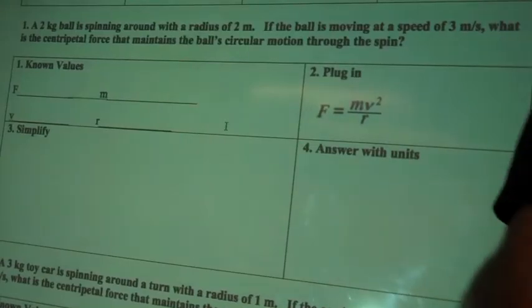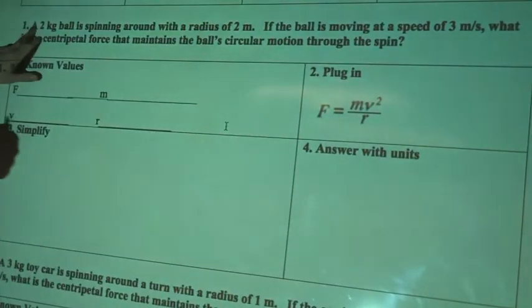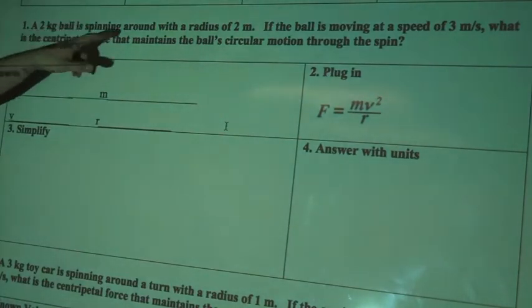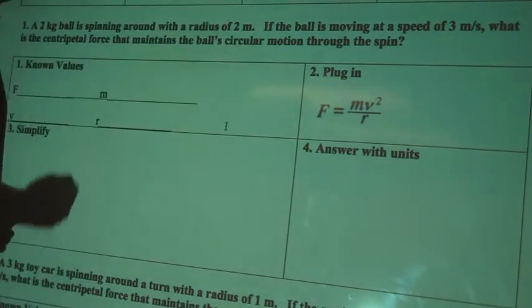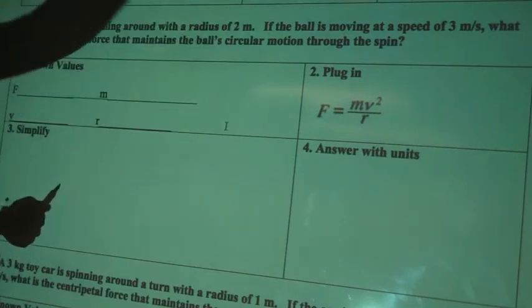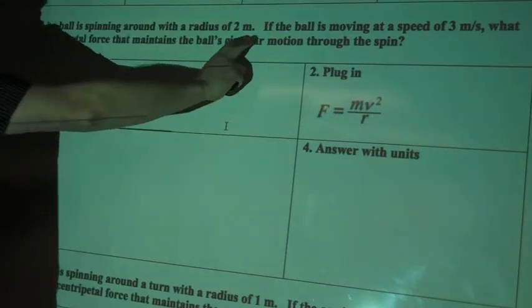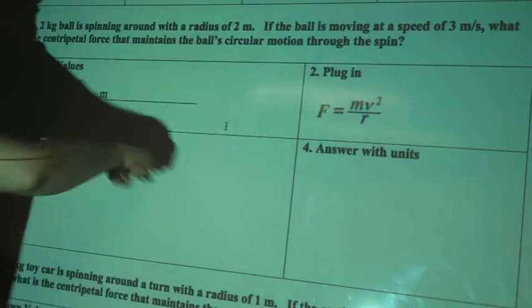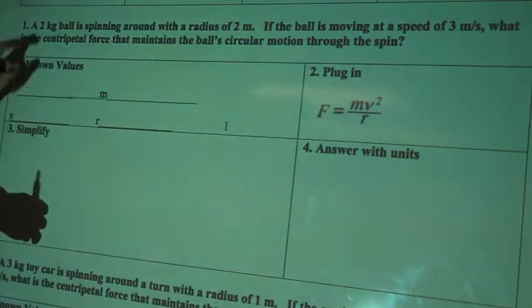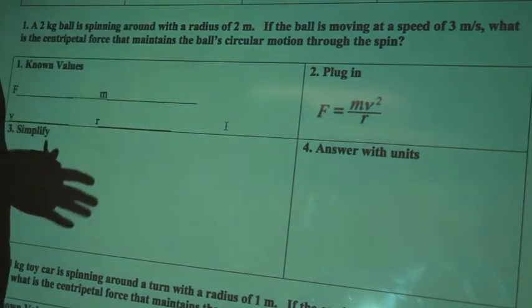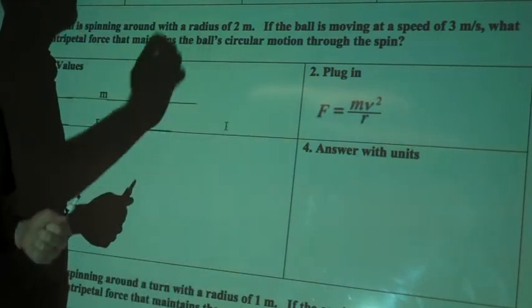First problem we're looking at, so we have this situation. A 2-kilogram ball is spinning around with a radius of 2 meters. Let's just say someone is spinning this around, and the ball is moving at a speed of 3 meters per second. What is the centripetal force that maintains the ball's circular motion through the spin?